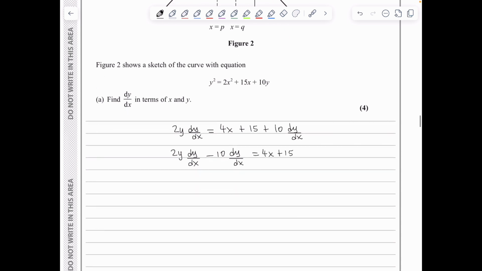I will factor out the dy dx term. So we're looking at dy dx times 2y minus 10 is equal to 4x plus 15. And therefore dy by dx is equal to 4x plus 15, and all of it over the 2y minus 10.